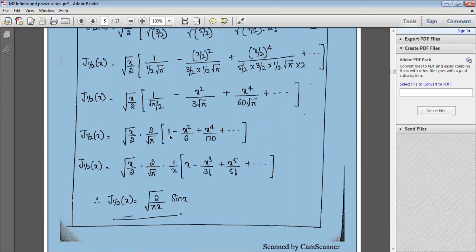We should have x in the series, but here we don't have x. That's why we multiplied and divided by x. This is nothing but sin x. The 2 gets cancelled. This 2 can be written as root 2 into root 2, and one root 2 gets cancelled. This is one of the main important formulas.